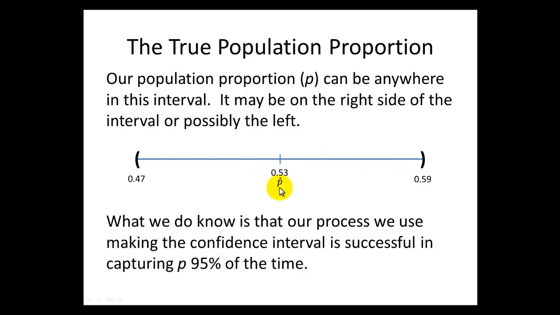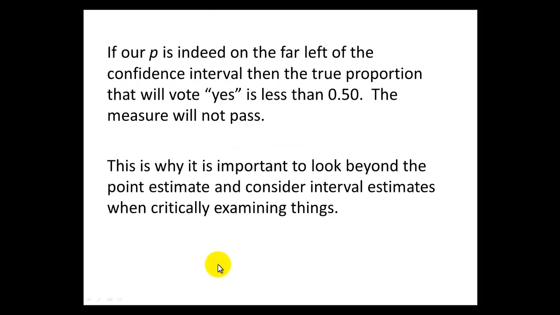Now, p-hat by design is in the middle. That's what our sample said. But our true opinion of all voters is we believe we're 95% confident it's in this range of values. Now, it could be on the right side of this interval, or it could possibly be to the left. We don't know. What we do know is our process that we use to create this interval is successful in capturing p 95% of the time.